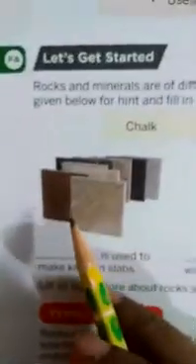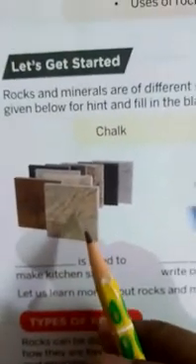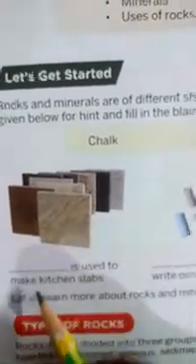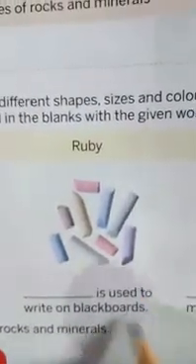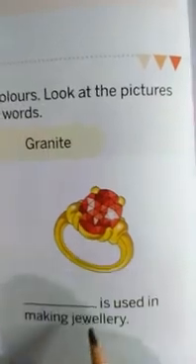Look at the picture given below for hint and fill in the blanks with the given words. We see it's marble. Marble is used for making kitchen slabs. It's chalk. Chalk is used to write on the blackboards. It's ruby. Ruby is used to make jewelry.